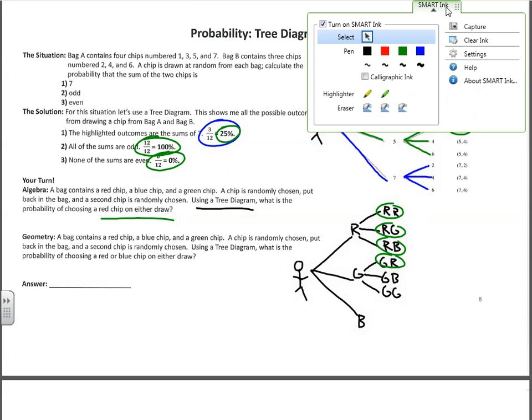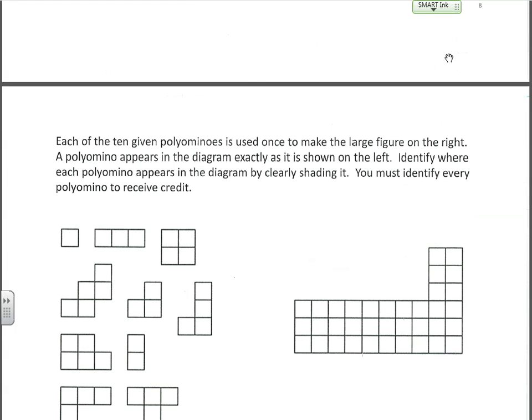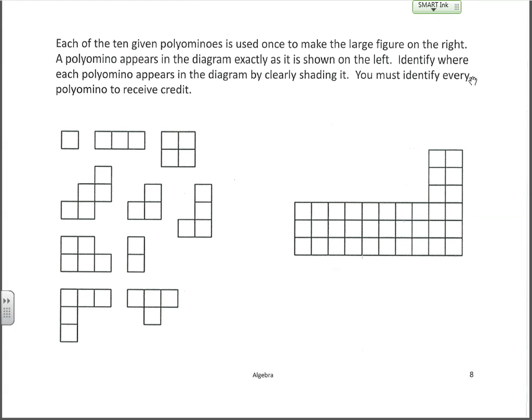Lastly, we have our polyomino page. Each of the 10 polyominoes is used to make the large figure on the right. Your job is to identify where in that figure each polyomino is represented. They are not flipped. They are not turned. Each one is used exactly one time, and you need to identify where they are. So there you go. There's Math Packet 8.